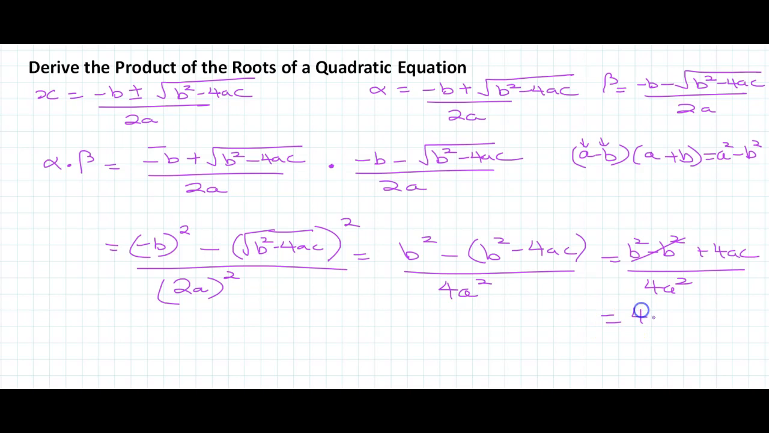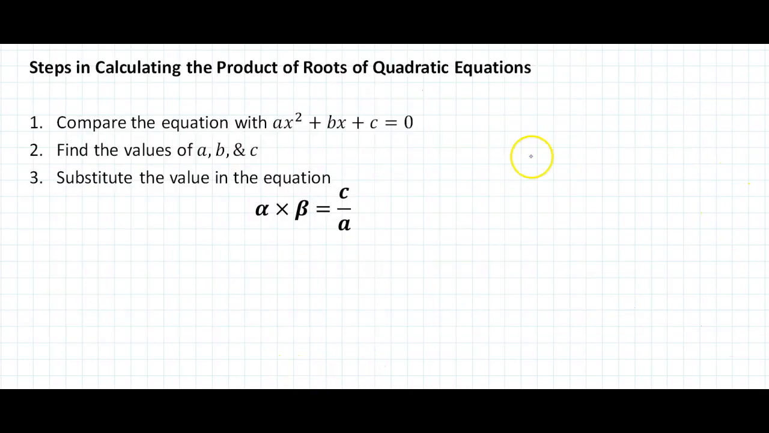So we have 4ac divided by 4a squared. So we cancel this. This is going to cancel out. This a is going to cancel this one out here. So the product of the roots is going to be c over a. So alpha multiplied by beta is equal to c over a.